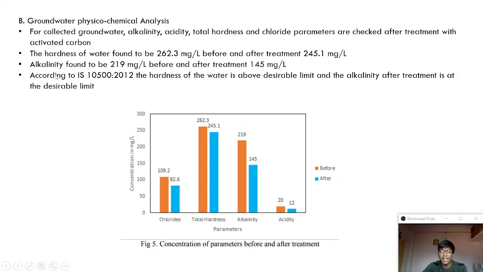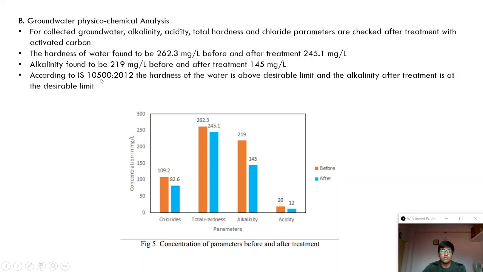Alkalinity is found to be 219 milligrams per liter before treatment, and after treatment it is 145 milligrams per liter. According to Indian Standard Code 10500 through 2012, the hardness of the water is above the desirable limit, and the alkalinity after treatment is at the desirable limit.